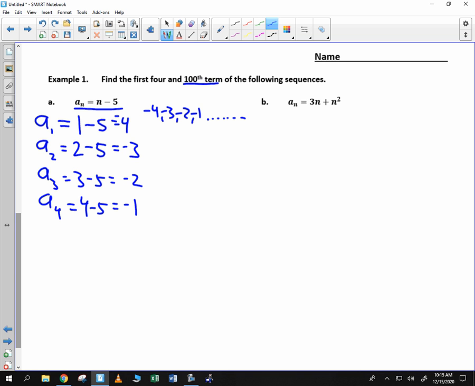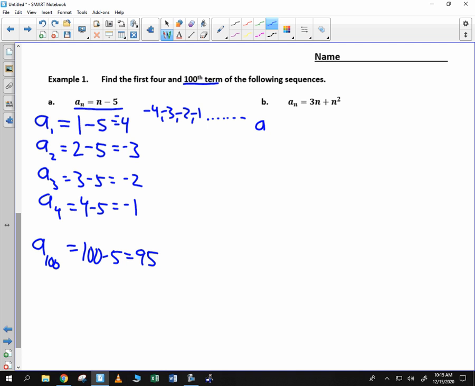What's nice about this sequence is it is explicit, meaning you can plug in a value for n, which would be 20, to find the 100th term. Excuse me, we're going to find the 100th term, not the 20th term. The 100th term, we get 100 minus 5 is 95. So that's the 100th term. Look at the next one.